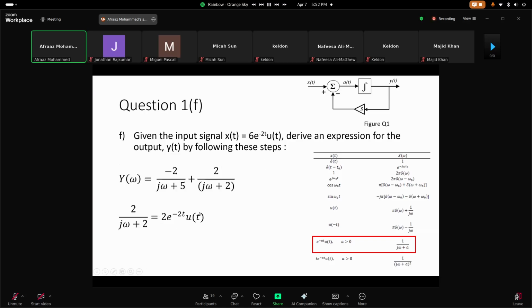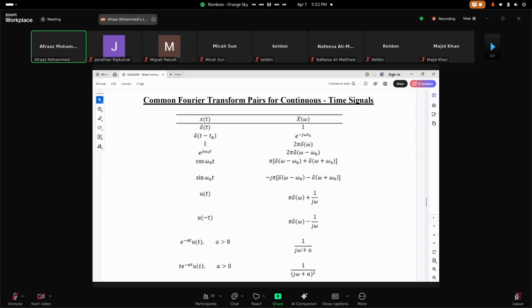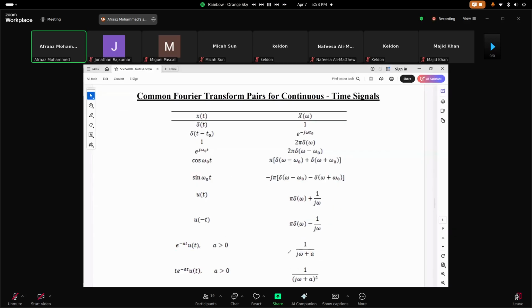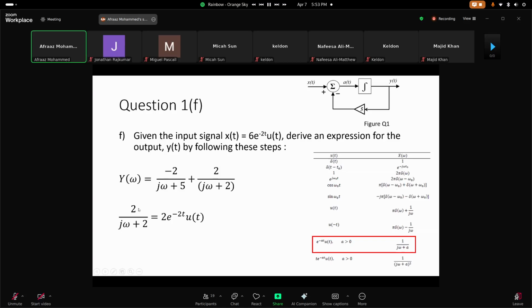If we look at the second term, which is 2 over j omega plus 2, that is essentially 2 multiplied by 1 over j omega plus 2. If you look at the tables, you have 1 over j omega plus a, which is the closest form, where a is equal to 2. Taking the transform of that, you get e to the minus 2t u of t, and we can't forget about the 2.